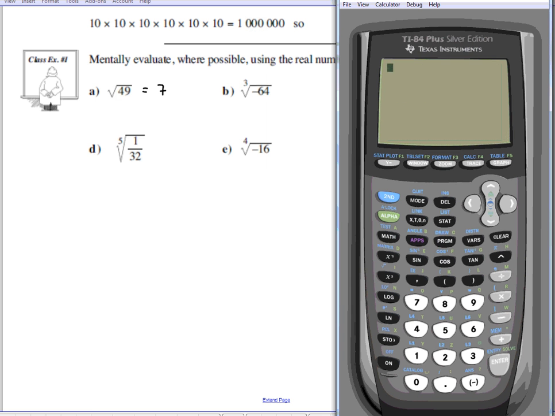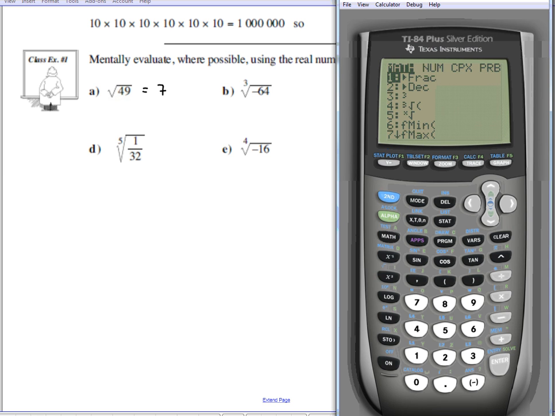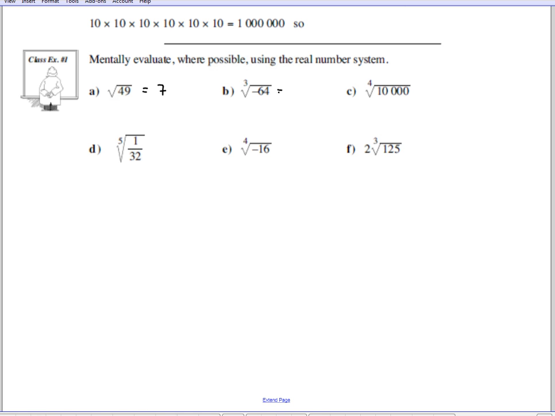Cube roots are probably new to you, in the sense of knowing your perfect cubes. We're going to start to memorize those, but that's new for you. So what do I push? Math, number 4, negative 64. Okay, it is negative 4. So you can cubic root a negative, you just can't square root.